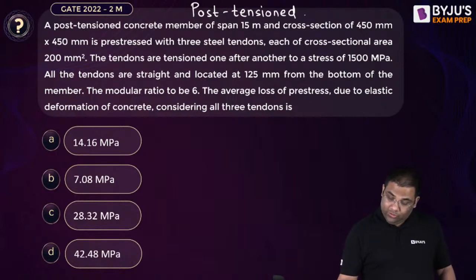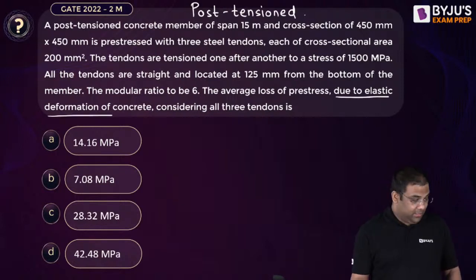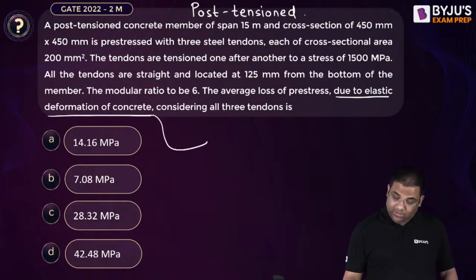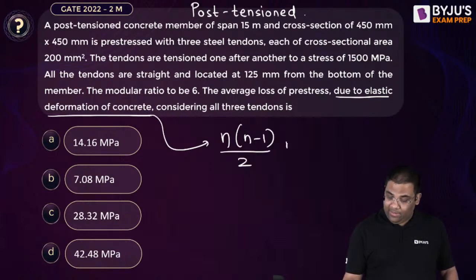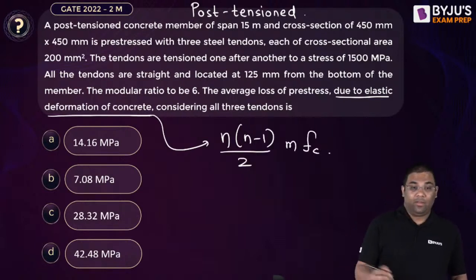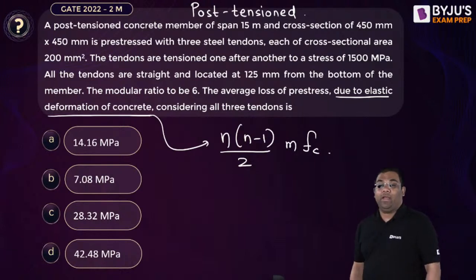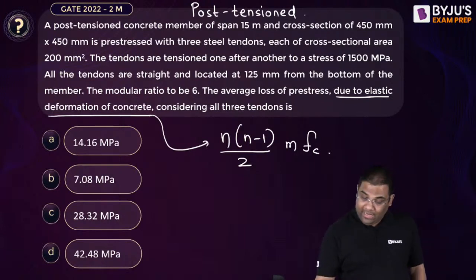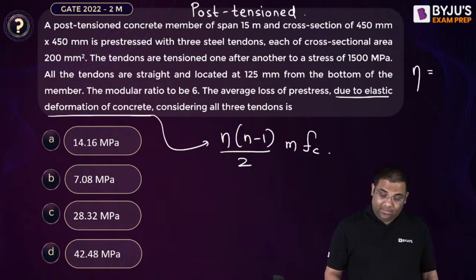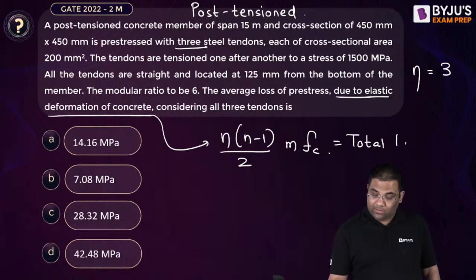The loss due to elastic shortening, the total loss is n into (n minus 1) by 2 into m into fc. This is the formula, where n is the number of tendons. Your number of tendons is how much? 3 is given, so 3. But this is the total loss.